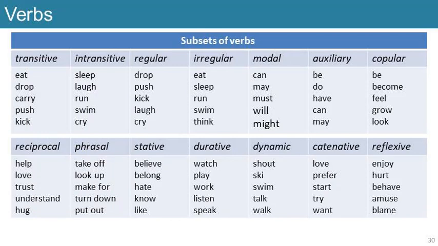As with nouns, there are numerous ways to subclassify verbs. The most common subsets are transitive, intransitive, regular, irregular, modal, auxiliary, copular, phrasal, stative, durative, dynamic, catenative, and reflexive. Many of these subsets intersect in various ways. So, for example, all modal verbs are catenative verbs, but not all catenative verbs are modal verbs.